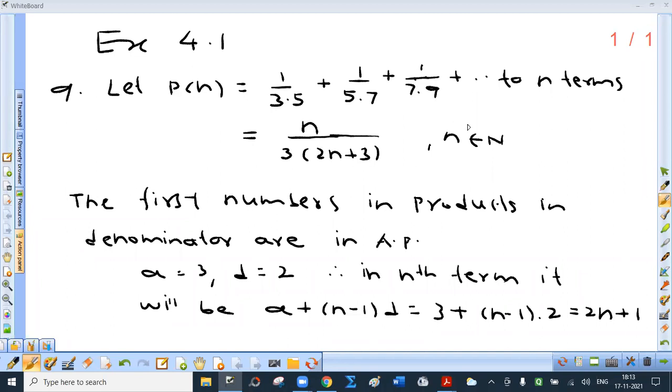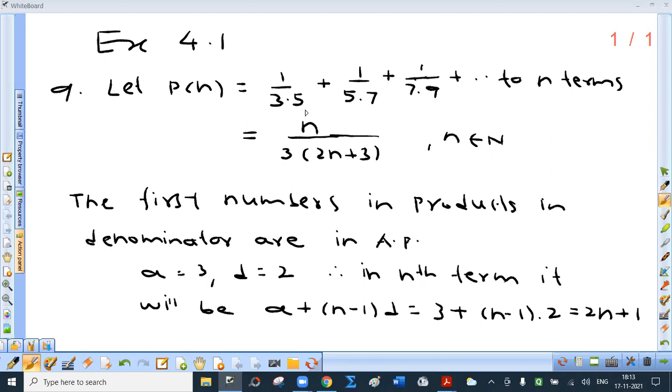Now degree of difficulty is increased because we do not know nth term. So the main job is to find nth term. You will observe that each denominator is product of two numbers. What are the first numbers in the products? 3, 5, 7. These are in AP with first term 3 and common difference 2. So the first number in nth product will be what? A plus n minus 1 into d, that is 2n plus 1.